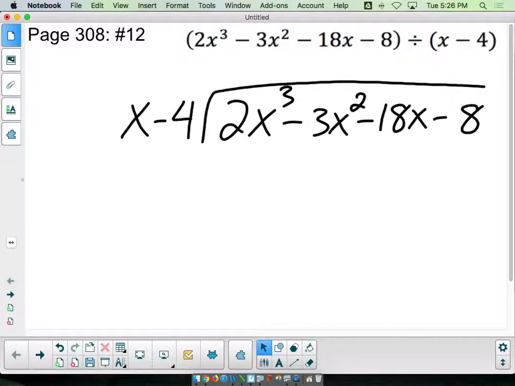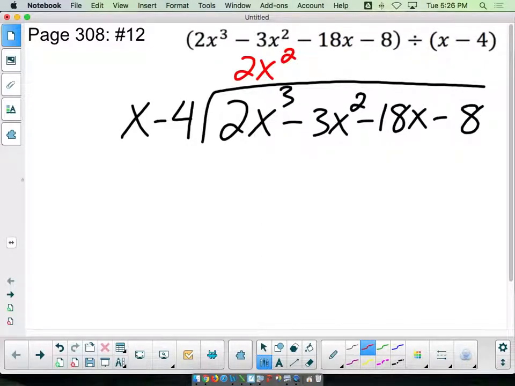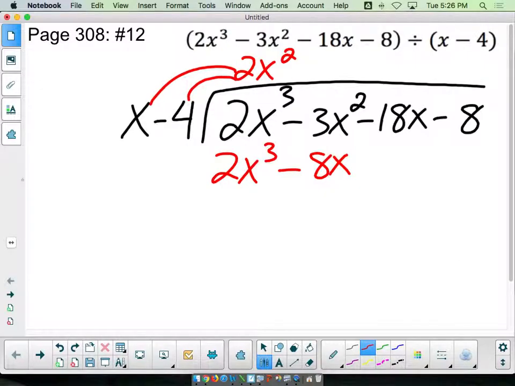So we're trying to do 2x cubed minus 3x squared minus 18x minus 8 divided by x minus 4. I also haven't done these problems yet, so if I mess up, please don't yell at me. First of all, I know I need to put 2x squared up here, because 2x squared times x will give me the 2x to the third that I'm looking for. And then 2x squared times minus 4 is minus 8x. So again, these two terms in red come from 2x squared times x and 2x squared times minus 4.